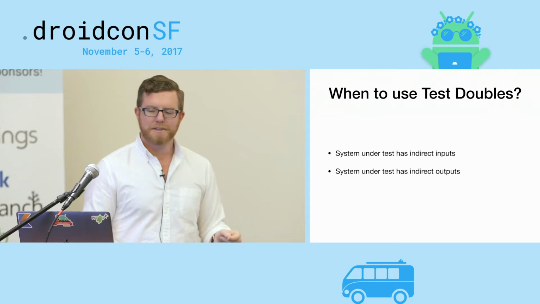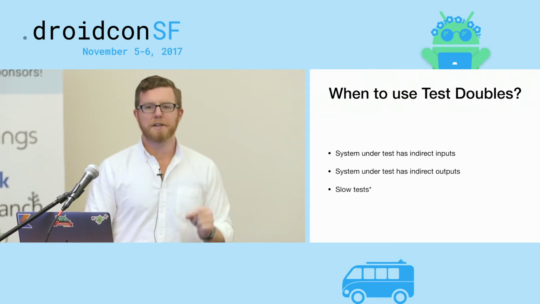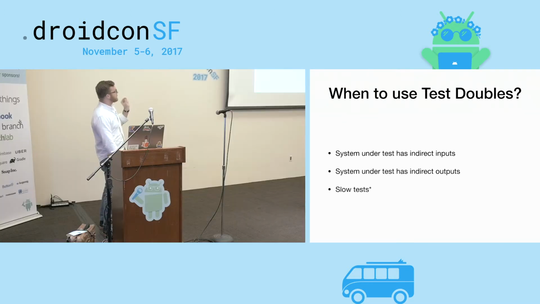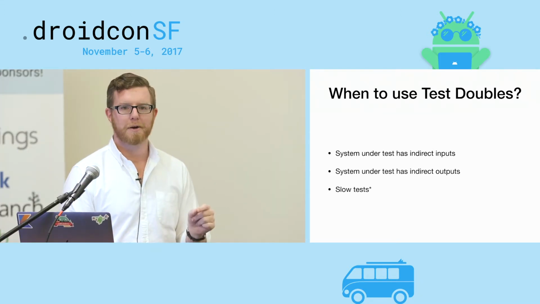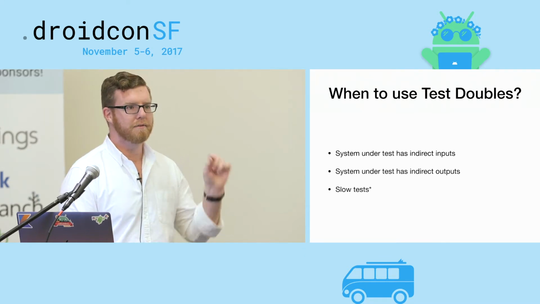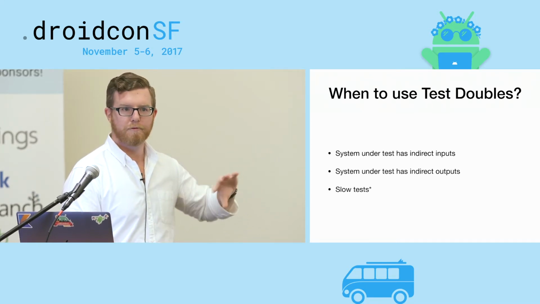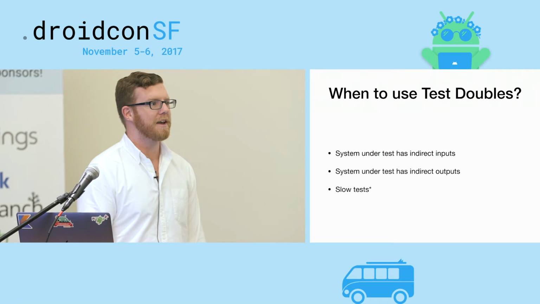And last but not least, slow tests. Notice the asterisk here, and I really should have made this a lot bigger, because if you are noticing your tests are slow, don't just start throwing test doubles at it to try and make them faster. There are very specific cases where you will want to use test doubles to speed up your tests, and I will talk about those in a little bit. But test doubles are not a one-stop fix for that kind of issue.